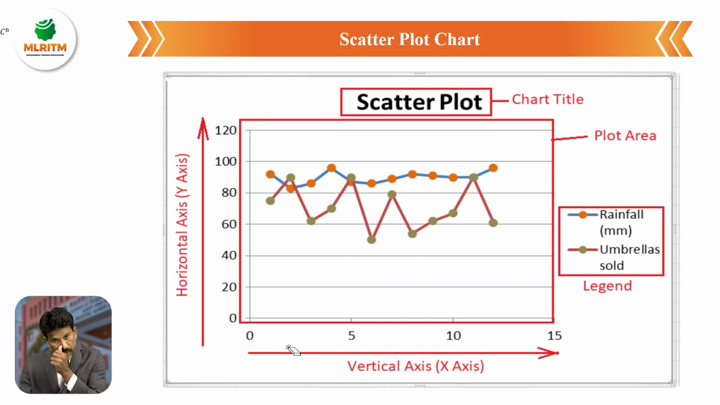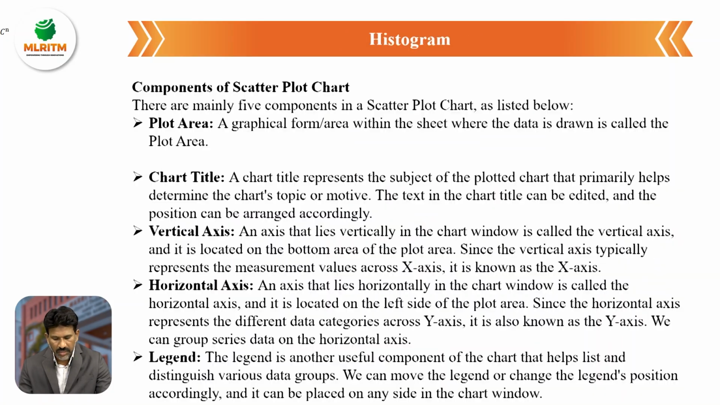In this scatter plot chart, we are following 5 fields. What are the 5 fields? The first field is the chart title, the second is the plot area, the third is the horizontal axis, the fourth is the vertical axis, and the fifth is the legend. These 5 are represented in this graph. We'll see them one by one.